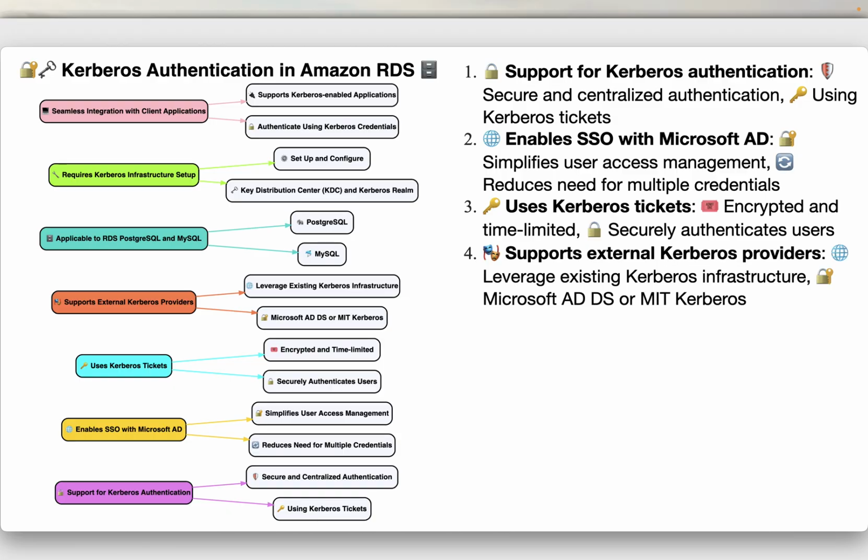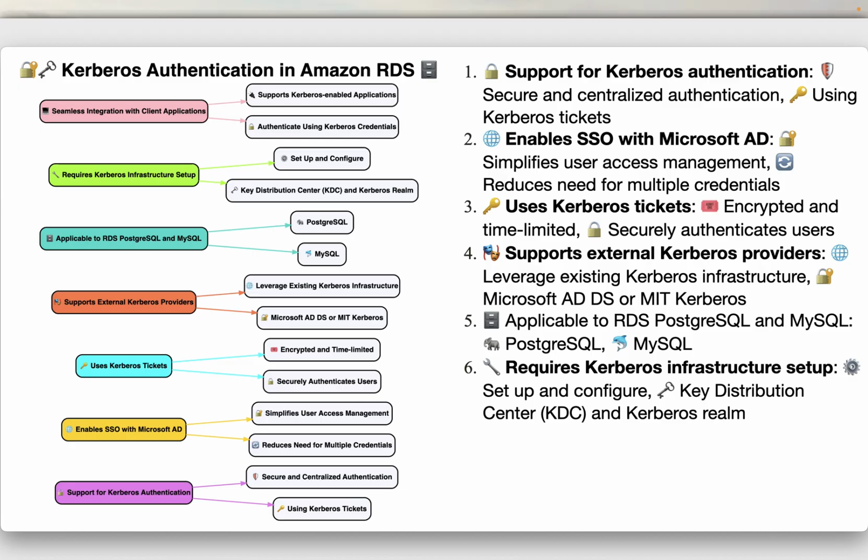Fourth, supports external Kerberos authentication providers. So Amazon RDS supports the use of external Kerberos authentication providers such as Microsoft Active Directory Domain Services, or MIT Kerberos, which allows you to leverage your existing Kerberos infrastructure. And it's applicable for Amazon RDS for PostgreSQL and MySQL. So this is available for only Amazon RDS instances running PostgreSQL or MySQL.